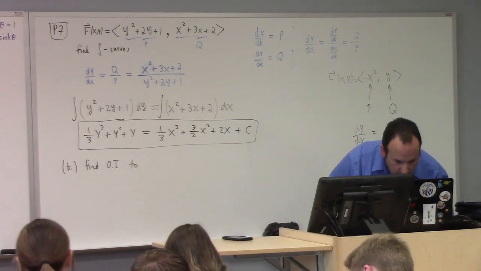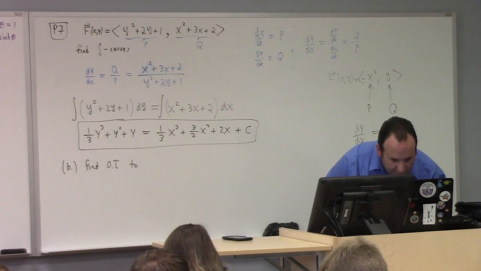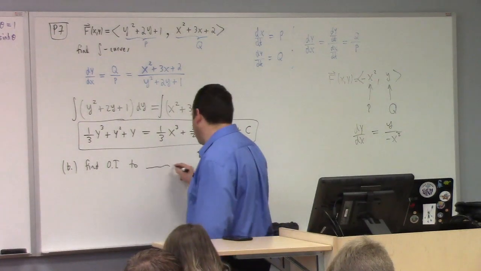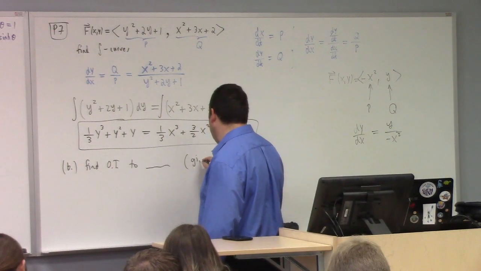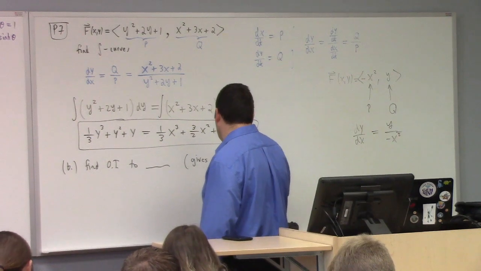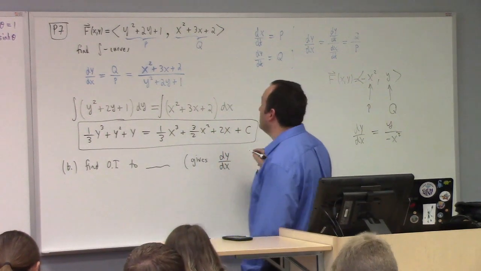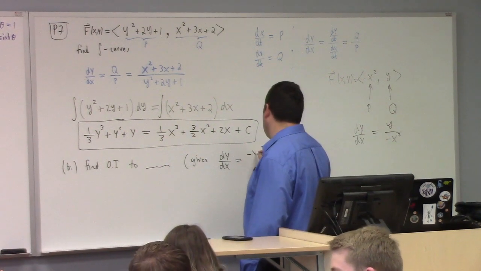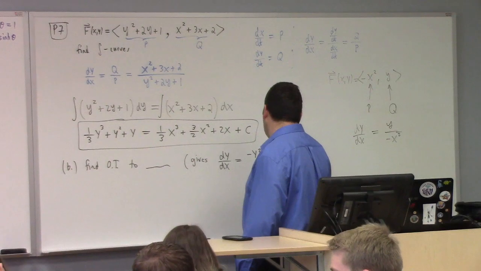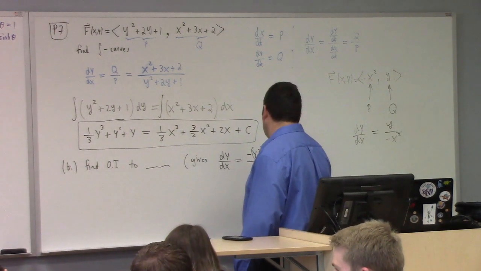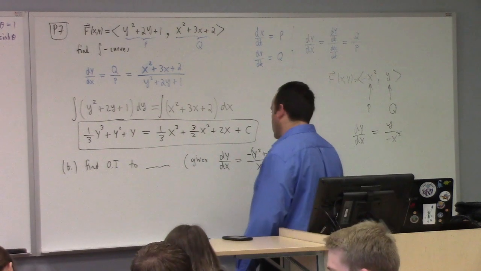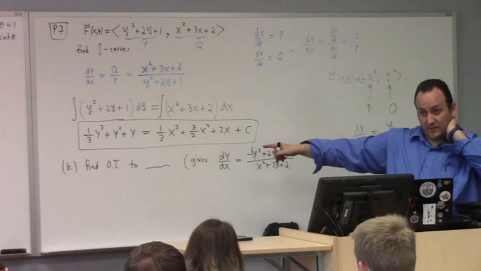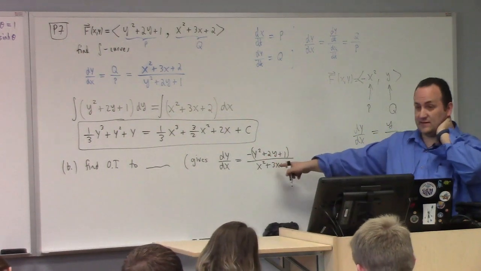2y cubed plus 9y squared plus 2x cubed plus 12x squared plus 30x plus c. If you work it out, you get dy/dx equal to minus (y squared plus 2y plus 1) divided by (x squared plus 3x plus 2). So if you take the equation which was given in part B of the bonus battle problem and you implicitly differentiate, you find dy/dx equals this.